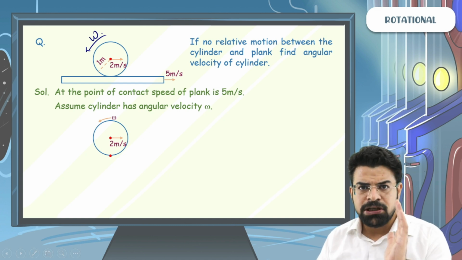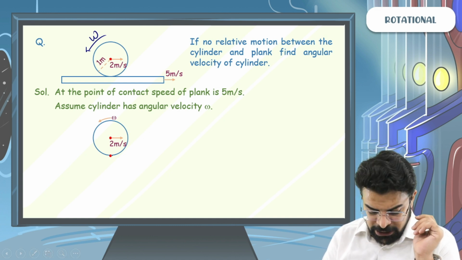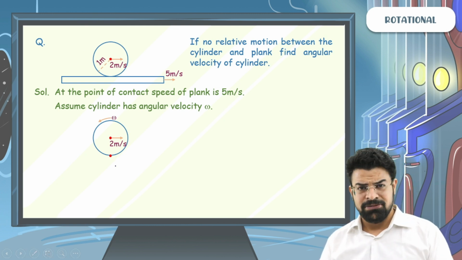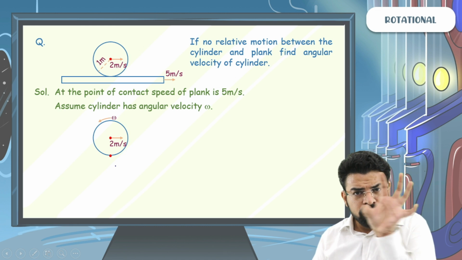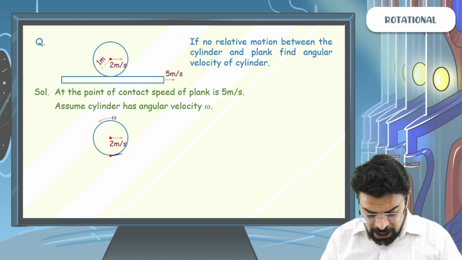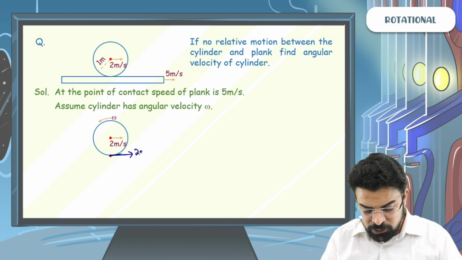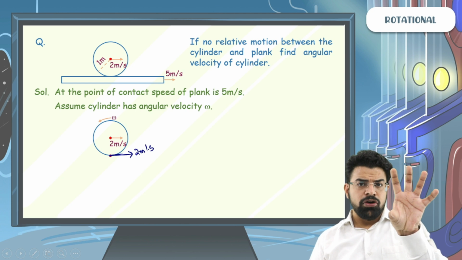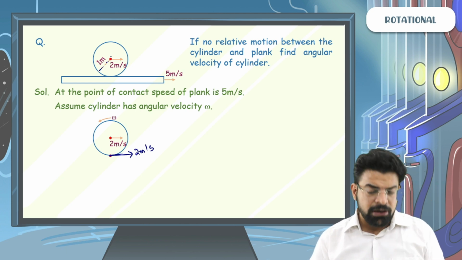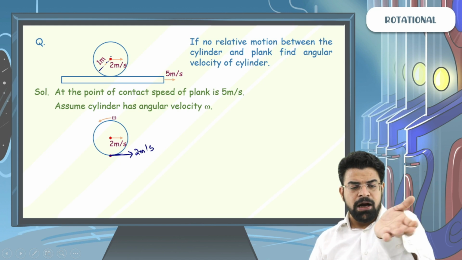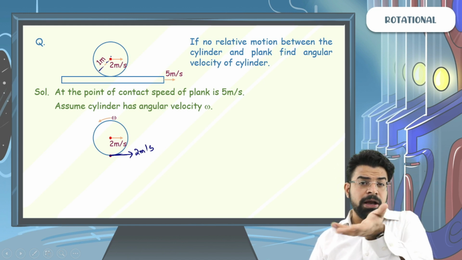Now question is, what will be the velocity at the point of contact for this cylinder? So you'll say, sir, it's easy. You have to write velocity due to both translational and rotational. Because of translational, at this point of contact, it will have velocity of 2 meter per second towards right. If I have assumed an angular velocity omega and the radius is 1 meter, then at the point of contact, because of rotational, there will be a velocity tangentially that will be omega into 1.